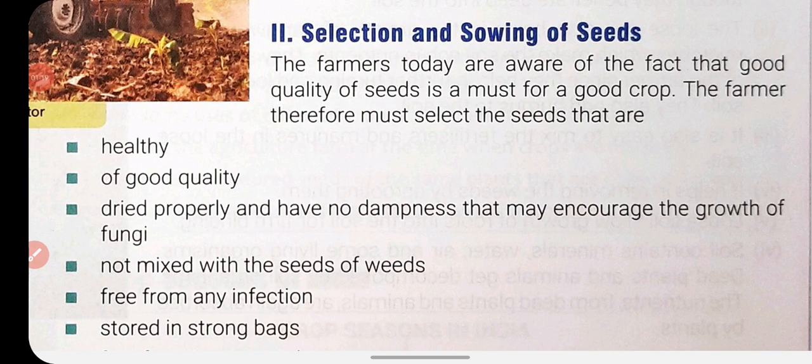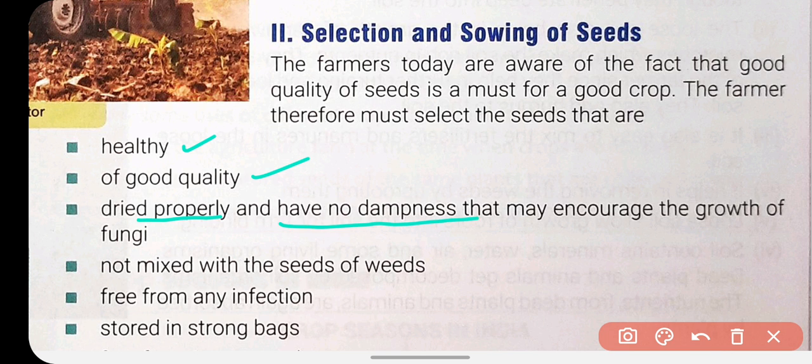So for getting a good crop in the field, we must be aware of the fact that good quality seed is a must for a good crop, and that's why the farmer must know what the characteristics of a good quality seed are. The seeds must be healthy. They must be of good quality. The seed must be dried properly and have no dampness, meaning moisture, that may encourage the growth of fungi. The seed must be properly dried.